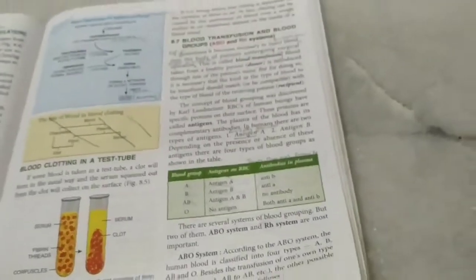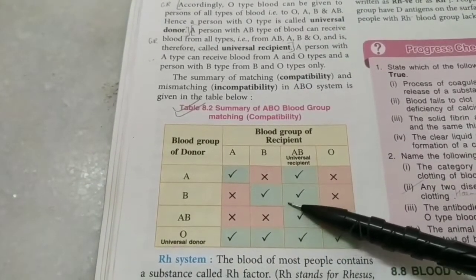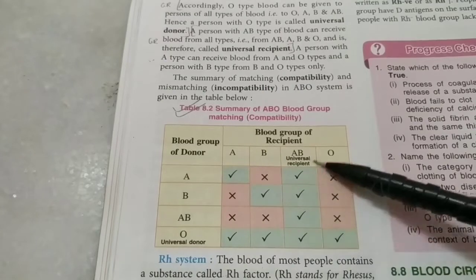So this is summarized in this table. Which type of blood group can be given to which one? This is called a compatibility table.